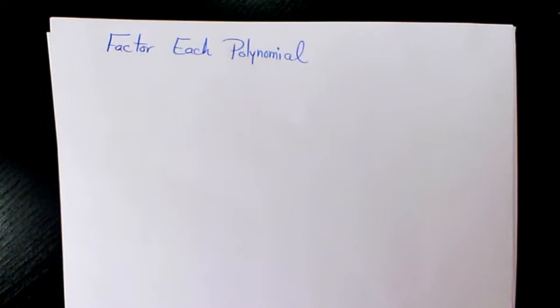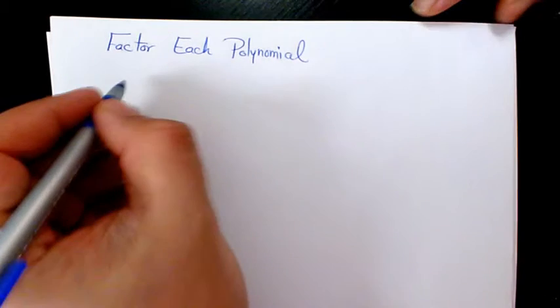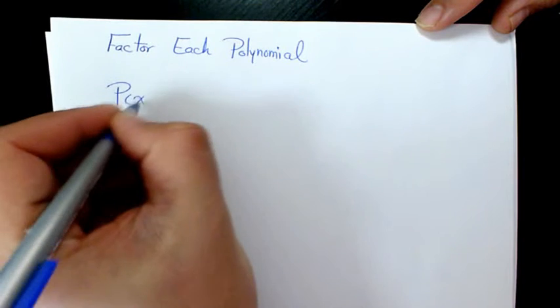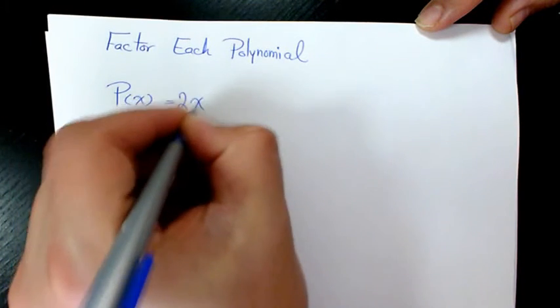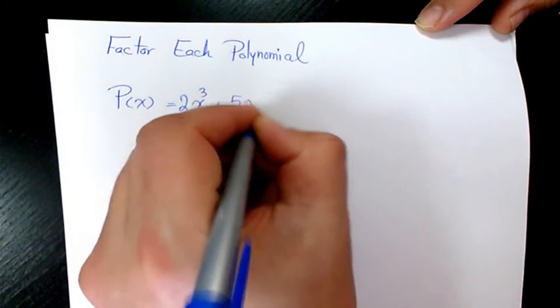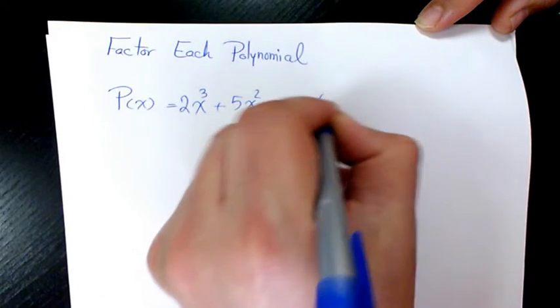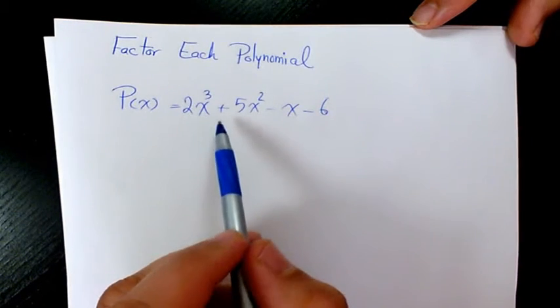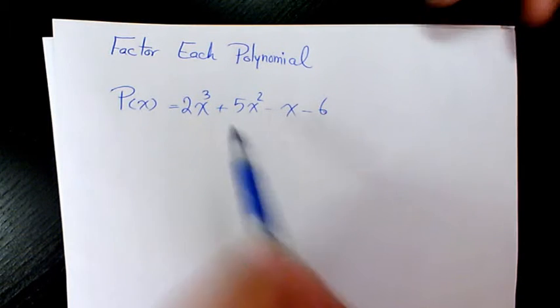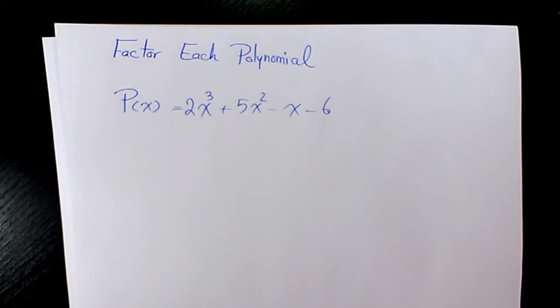Welcome to another video. In this video I want to show you how to factor polynomials, and I have 6 examples. The first one, I'm going to call it p of x equals 2x cubed plus 5x squared minus x minus 6. As you see here, the largest exponent is 3, so we call this kind of polynomial a cubic function.